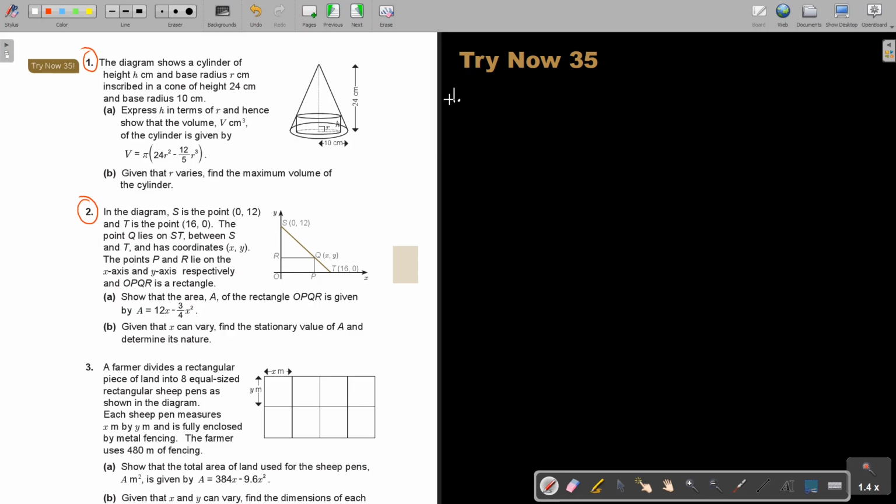Number 1. The diagram shows a cylinder of height h and base r centimeters inscribed in a cone of height 24 and base 10 centimeters. Express h in terms of r and hence show that the volume is this. So it's more or less the same. The only thing, I'm going to take this picture and get it two-dimensional. So let's do it here on the side.